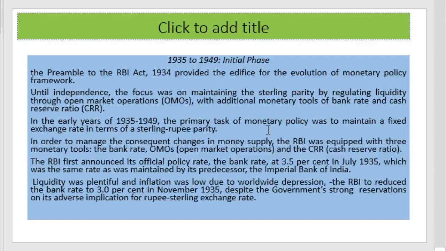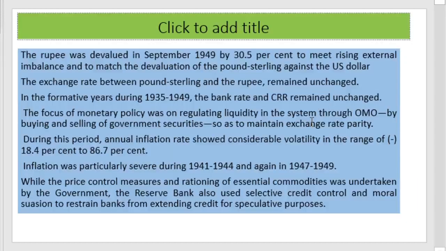During this period, our major objective of the monetary policy was to bring parity with the sterling balance. The major tools used were the open market operation, bank rate and cash reserve ratio. India announced its first bank rate in July 1935. The rate was 3.5, but due to low inflation and enough liquidity position, the RBI reduced the bank rate to 3% in November 1935. And after that, we could see some other changes also.